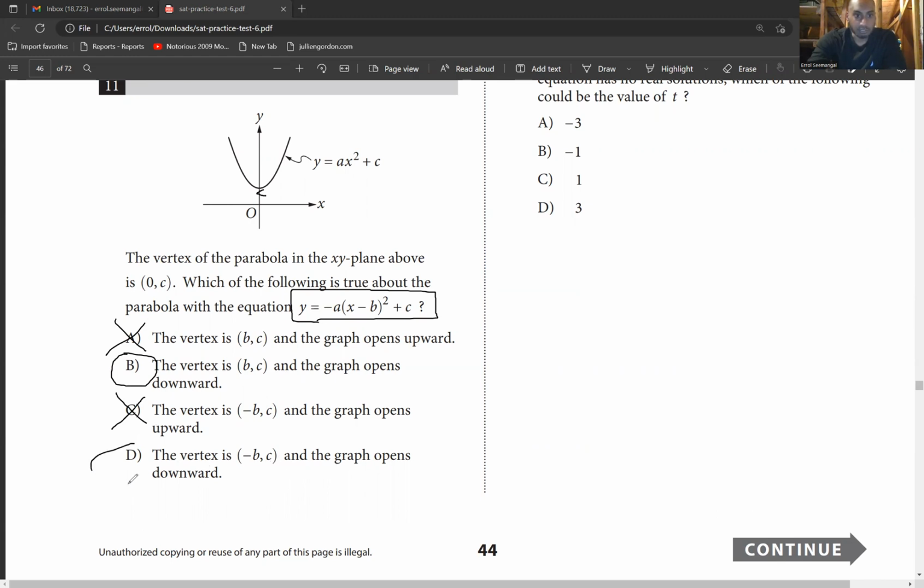Is it B or is it D? I think it's B. Yep. Why is it B and not D? Because you would switch the sign for B and you would keep the same sign for C. Exactly. Yep. Good. That's 11.